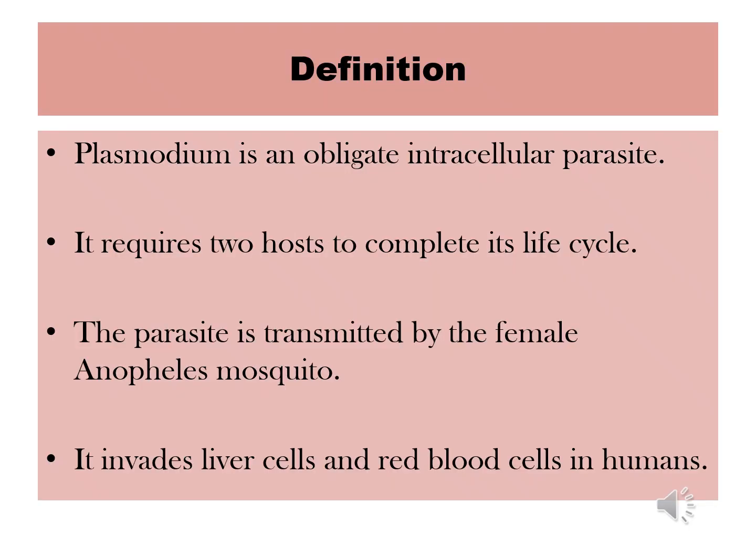Plasmodium is an obligate intracellular parasite. It requires two hosts to complete its life cycle. The parasite is transmitted by the female Anopheles mosquito. It invades liver cells and red blood cells in humans.